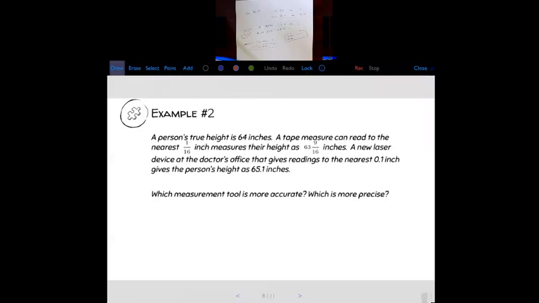Example 2 says a person's true height is 64 inches. The tape measure can read to the nearest 16th of an inch. It measures their height as 63 and 9/16 inches. A new laser device given at the doctor's office that gives the readings to the nearest 1/10 of an inch gives the person's height as 65.1 inches. Which tool is more accurate? Which tool is more precise? Give yourself a minute to do this one, and we'll pick up in just a second.